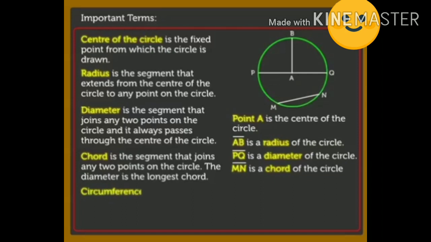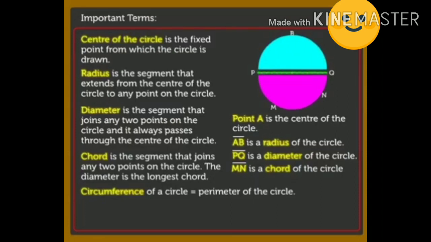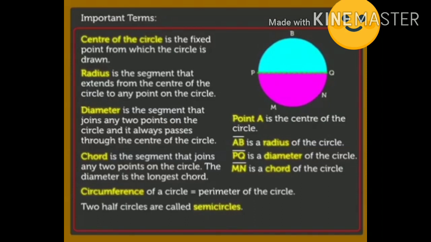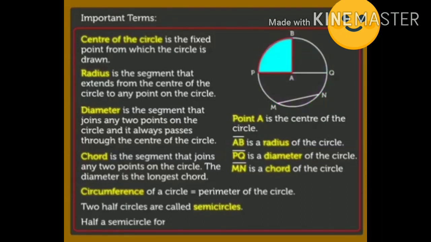The circumference of a circle is the perimeter of the circle. When we fold a circle along the diameter, we get two half circles. They are called semicircles. And lastly, half a semicircle forms a quarter of a circle.